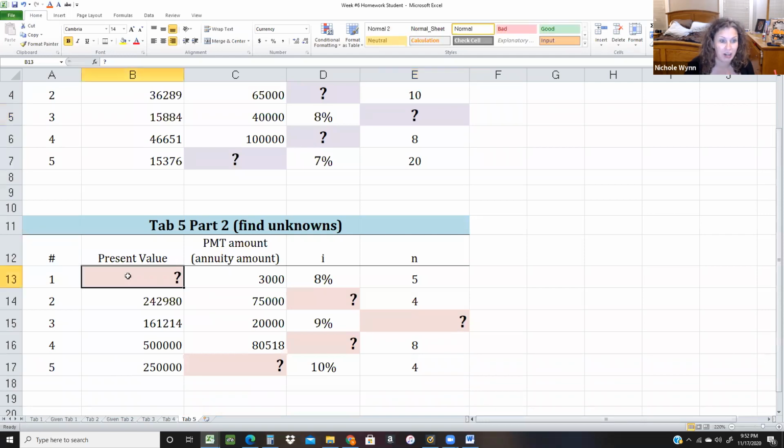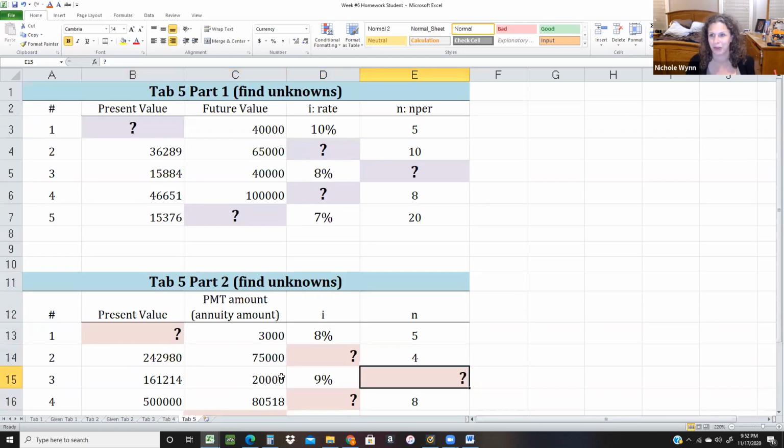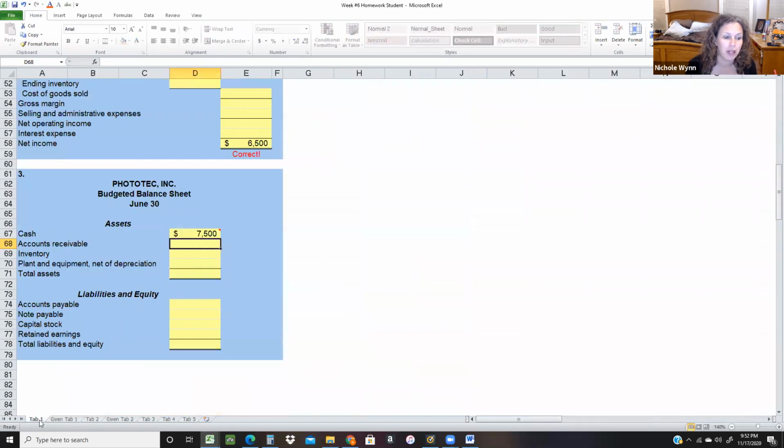So use the present value function, use the payment function. There's a function called payment. See how it goes. Rate function, NPER function. So I think it's going to go pretty well. I'm a little nervous about tab 1 and 2. If you guys have trouble, text me and I can always make extra videos for you.